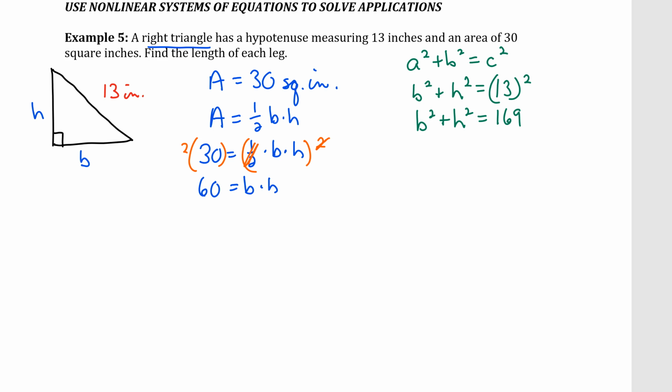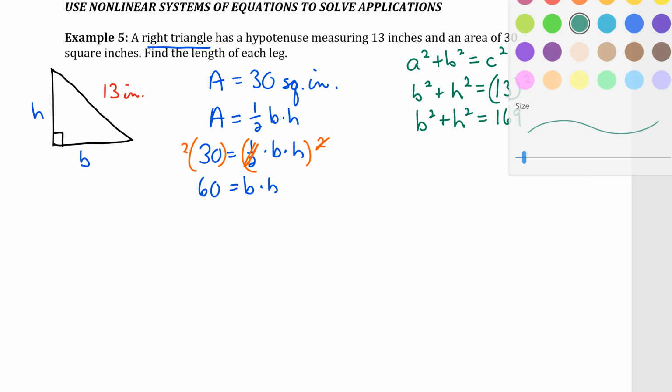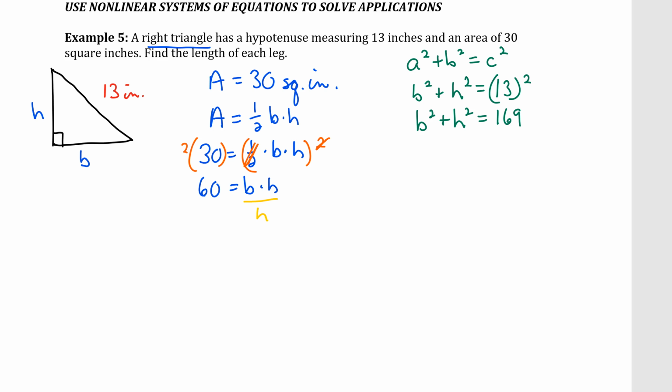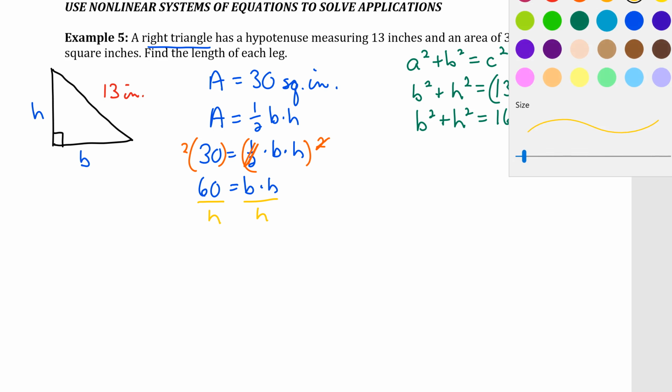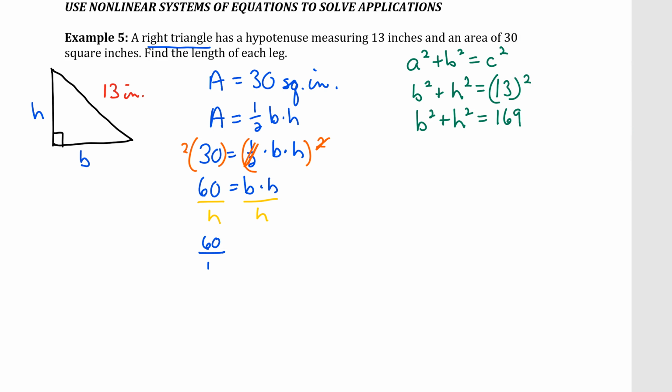Can't really solve this one for b or h, but I can this one. What I do is I'm just going to divide by h. And that will give me that 60 divided by my height is equal to my base. Now I can plug that in over here, because I can say 60 over h, that quantity squared, plus h squared is equal to 169. Now I know we don't really like these things. Remember when we square fractions, we square the numerator and we square the denominator.